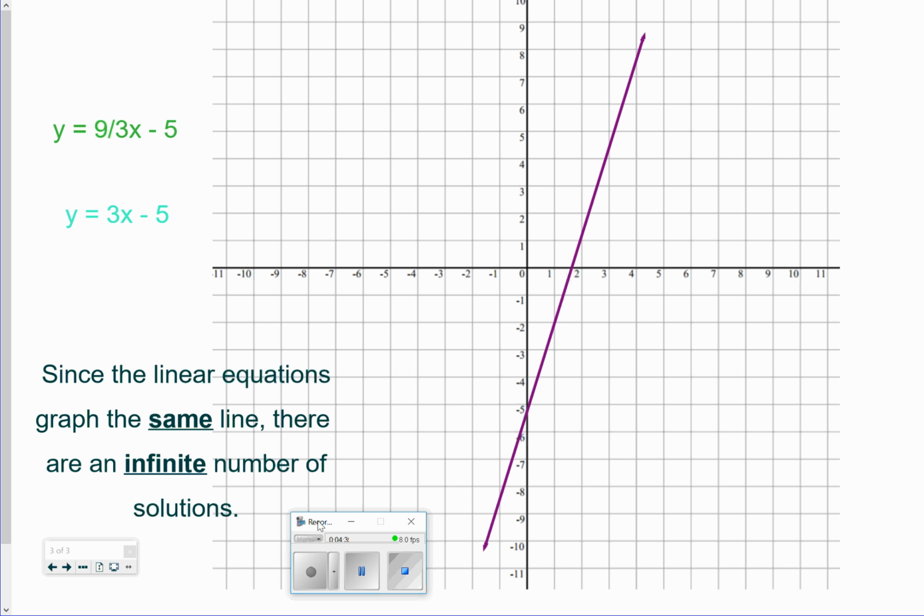Okay guys, there you go. So there's 3 possibilities with systems graphing. One solution, the lines intersect at some point. No solution, you have 2 parallel lines with the same slope so they don't cross. And 3, infinite number of solutions, where you have 2 equations, same slope, same y-intercept, and they match up perfectly on top of one another.